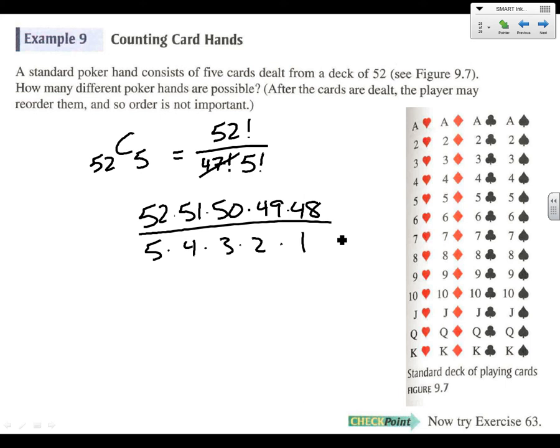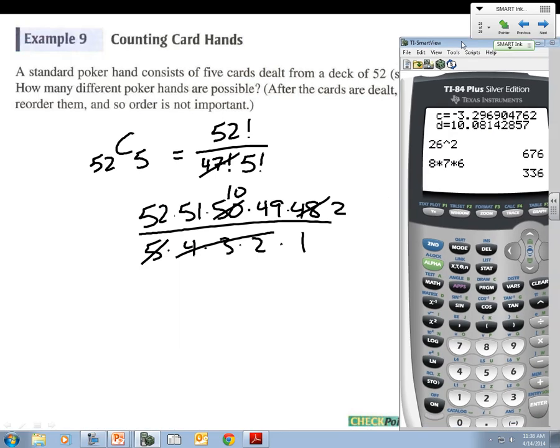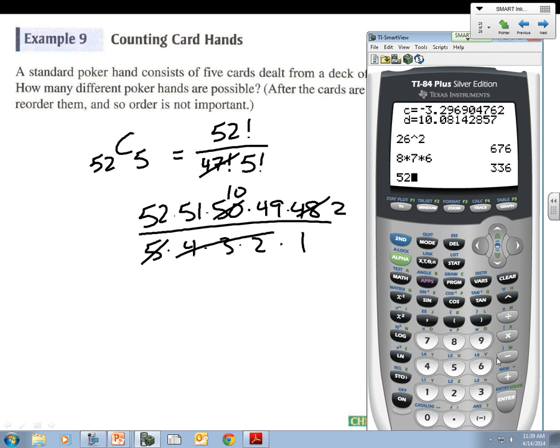All right, so let's see if I can cancel here. 4 times 3 is 12, times 2 is 24. So that'll go into 48 twice, and 5 goes into 50 10 times. Just want to make my numbers a little smaller before I put them into the calculator. So let's see what we got here. 52 times 51 times 10 times 49 times 2. And we've got 2,598,960 different combinations.